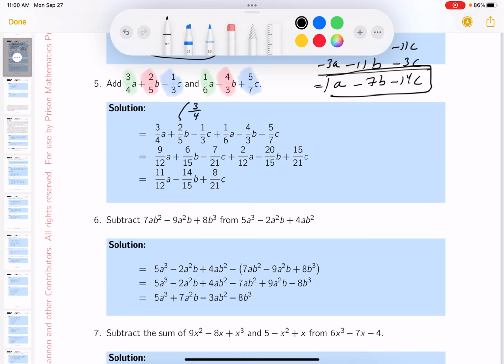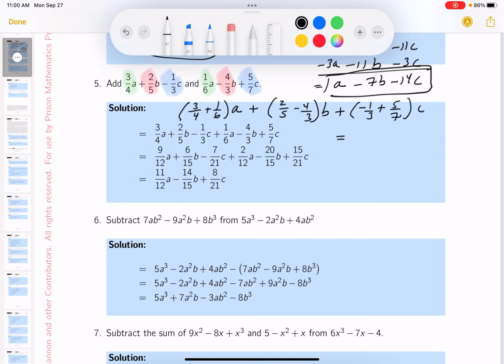That's 3/4 plus 1/6 of an a. I realize some students might argue now that they don't want to write that down. We're not saying you need to write it down. I'm just saying that's what I'm seeing. The next thing is 2/5 minus 4/3, and that's the b guys, right? And then, let's write this down, minus 1/3 plus 5/7 of a c.